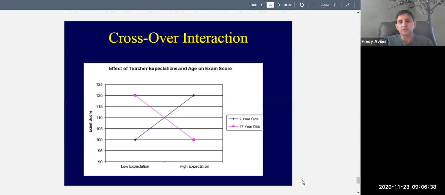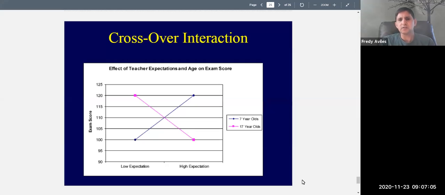So we can ask this way, do teacher expectations affect student performance? If you ask that question, the answer is it depends on the age of the student. If students are young, it makes students better when teachers have high expectations. If students are teenagers, if they're older, then having higher expectations might actually make things worse, or at least it did for this particular example.